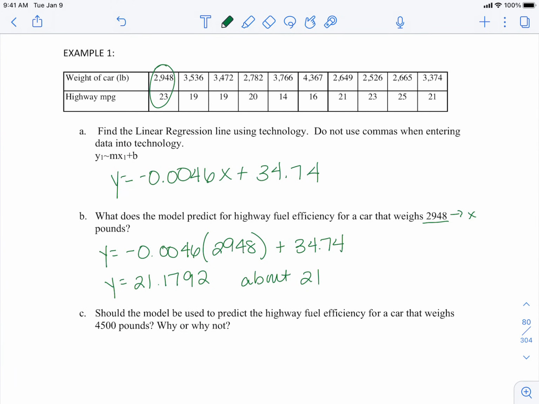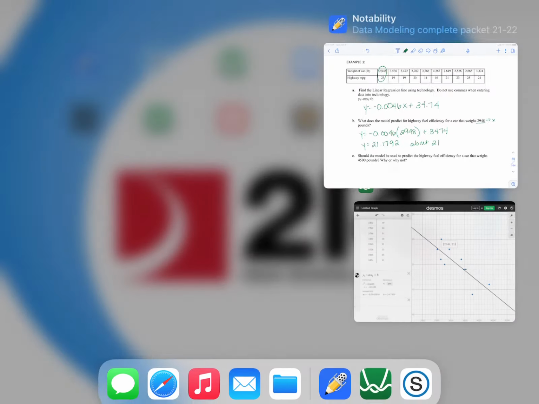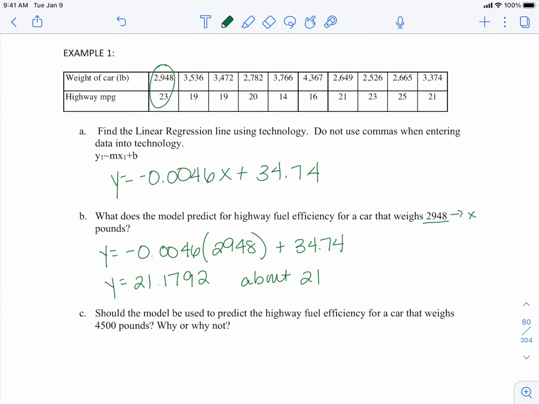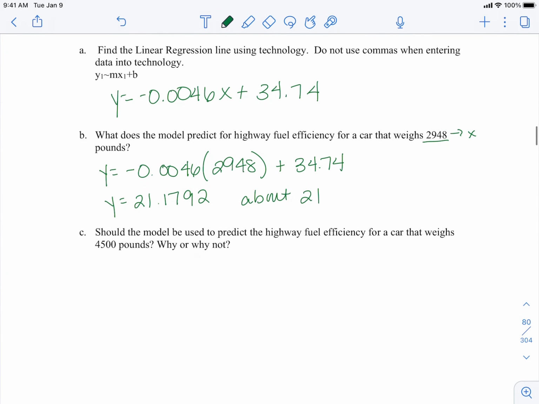Should the model be used to predict the highway fuel efficiency for a car that weighs 4,500 pounds? Why or why not? So if I look at my graph, 4,500 we can see is past the data. We have these 2 points that are slightly higher numbers. The highest data point we have is 4,367. So that's not too far away from 4,500. However, those 2 points are a little bit farther than the rest of the data. So I would say in this case, no.